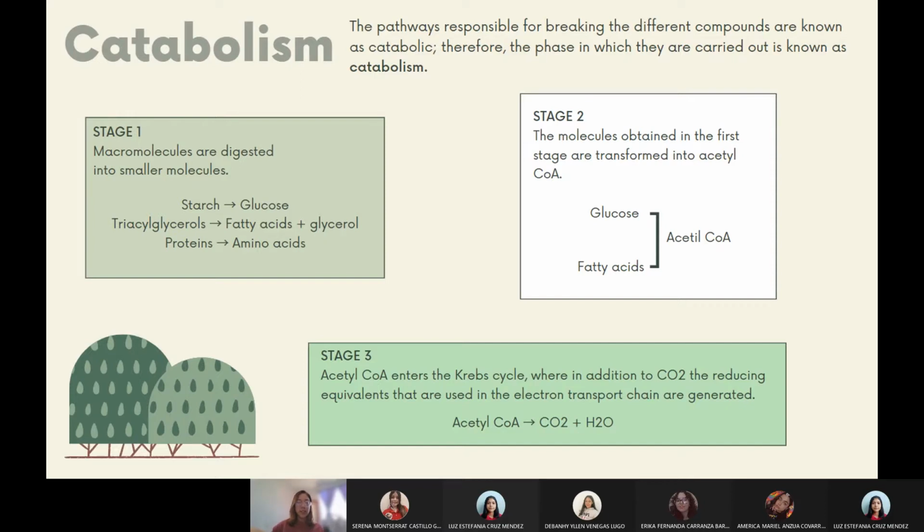The third and last stage is where the acetyl-CoA enters into the Krebs cycle. We are going to talk about this Krebs cycle later. In this one, with the addition of CO2, the reducing equivalents that are used in the electron transport chain are generated. Here we have the equation where acetyl-CoA transforms into CO2 plus H2O.